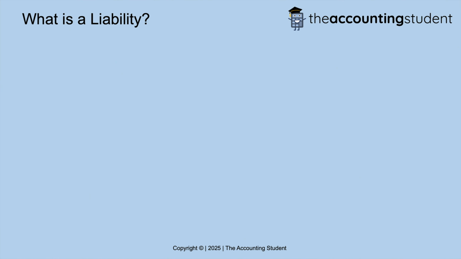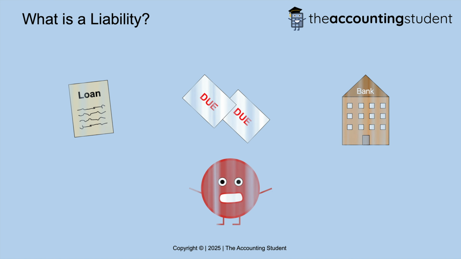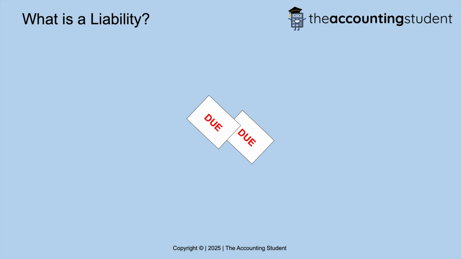In simple terms, a liability is something that a business or individual owes or is in debt for. For something to be considered a liability, it must meet four key elements. Number 1, present. The obligation needs to exist at the reporting date of the financial statements.